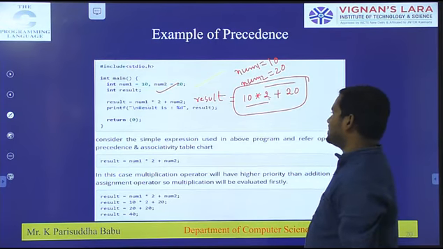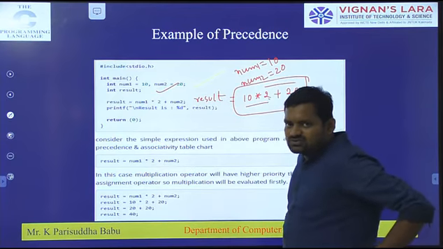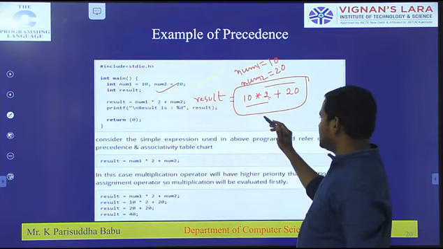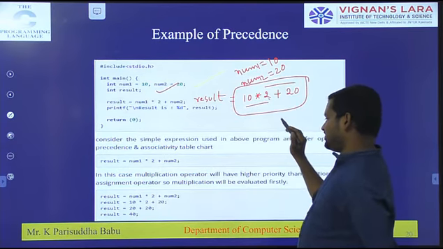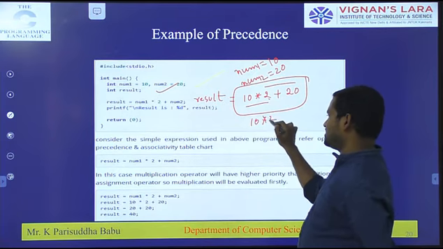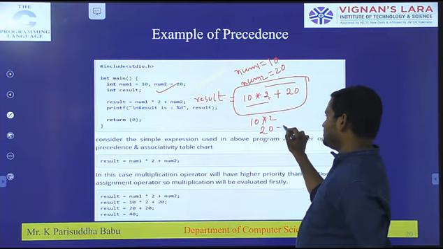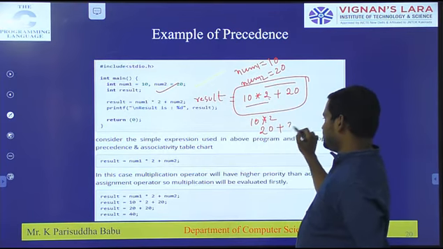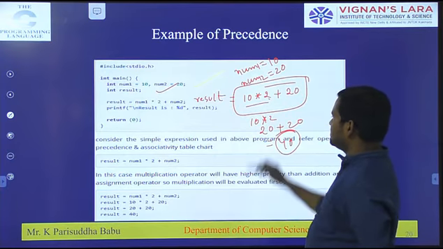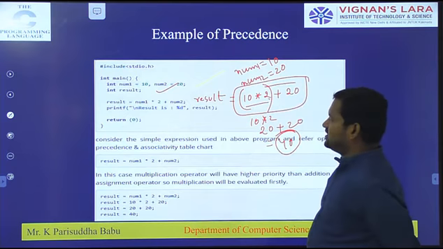First of all, which has the highest priority among into and plus? Into is the highest priority. So 10 into 2 is evaluated first, giving 20. After that, 20 plus 20, how much? That is equal to 40.